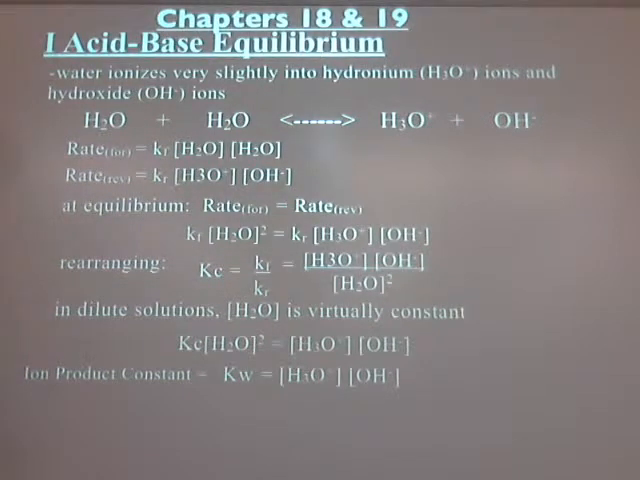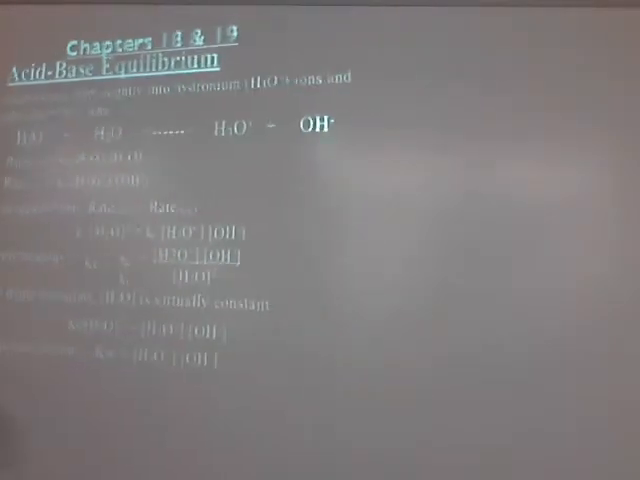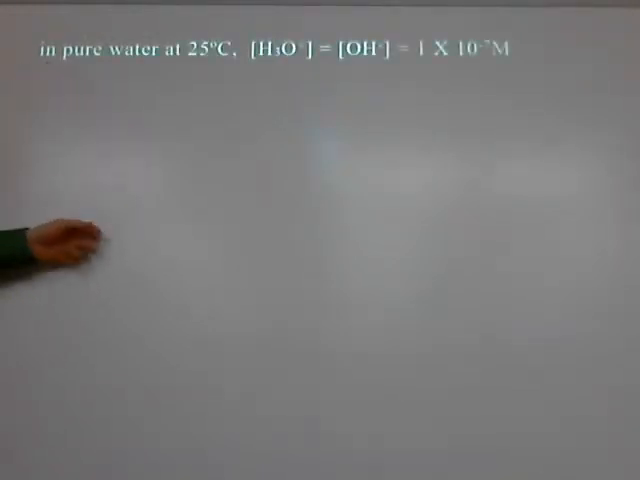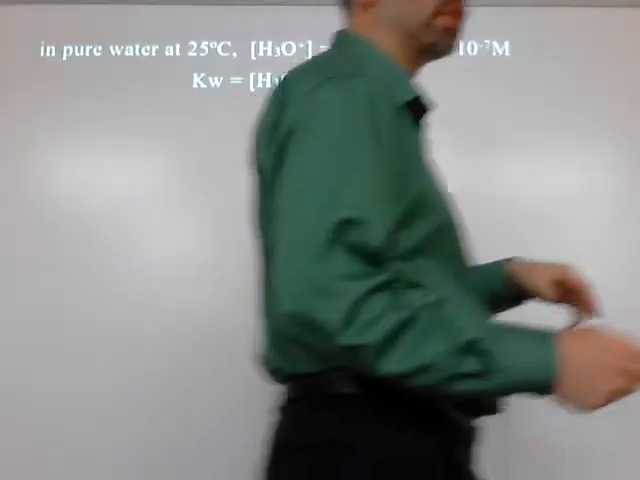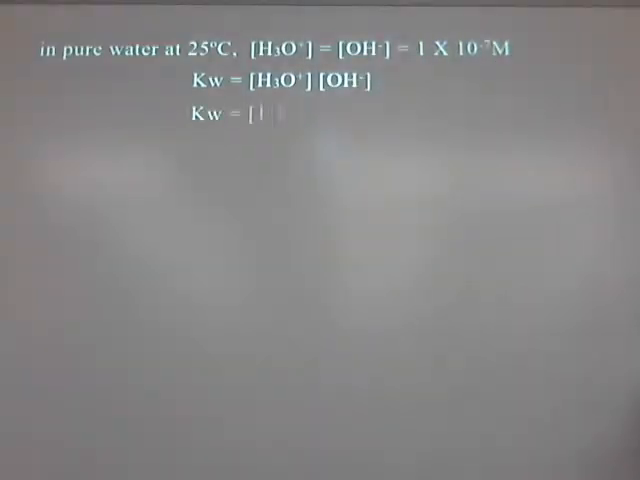So if I know that, I now know what Kw is, because I can just plug that into my equation. Kw is hydronium times hydroxide. Plug the numbers in. 1 times 10 to the negative 7th times 1 times 10 to the negative 7th. And what is Kw? You may recognize this as soon as it comes up. What is it? 1 times 10 to the negative 14th.